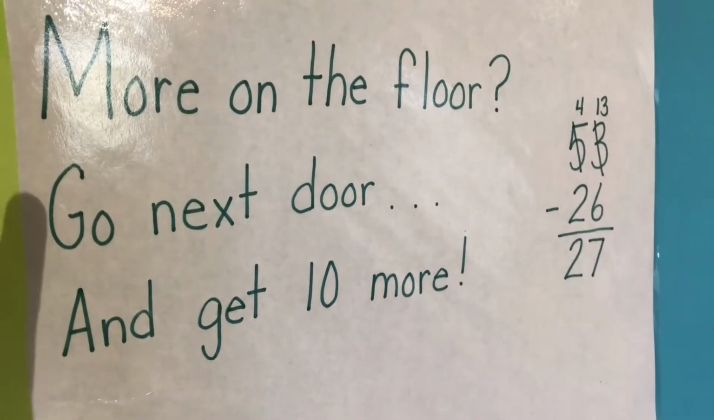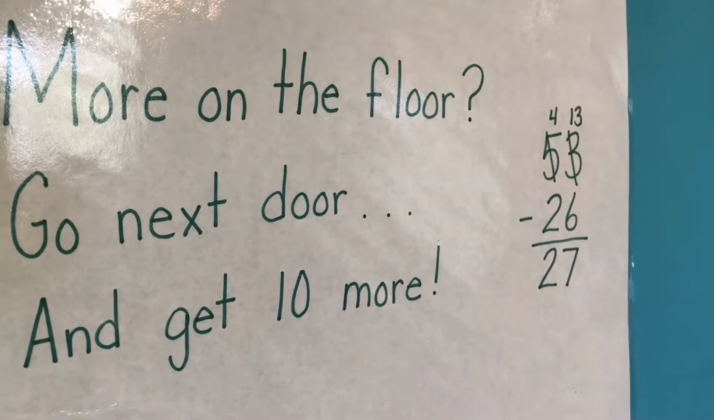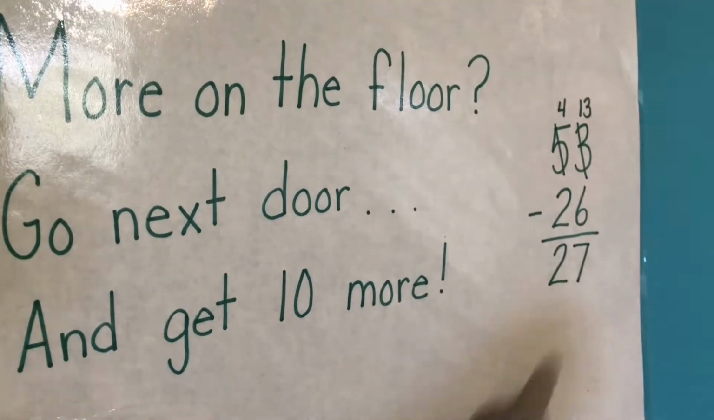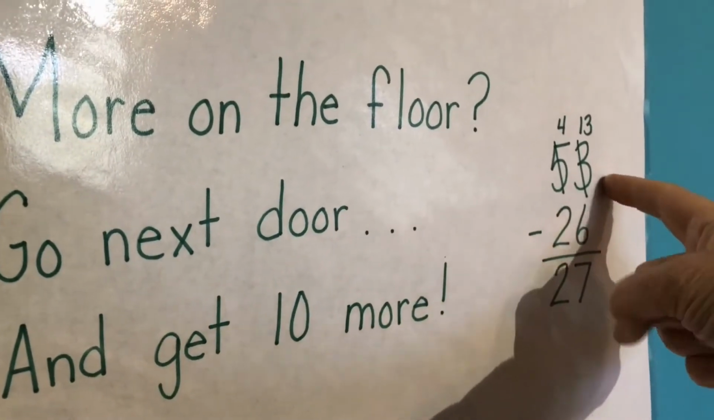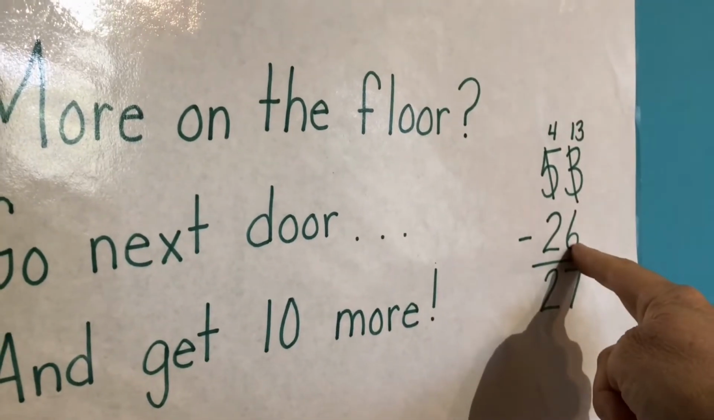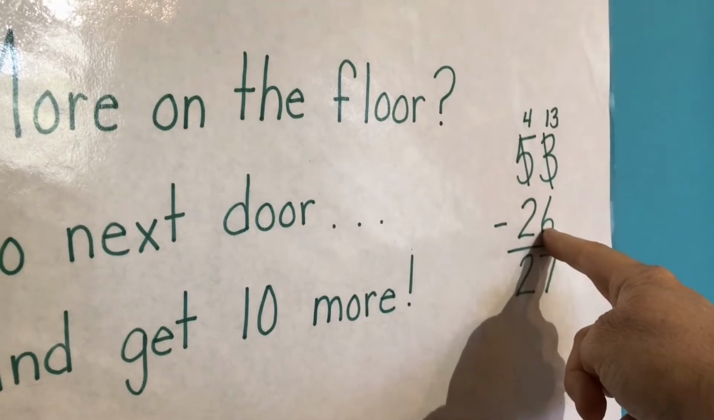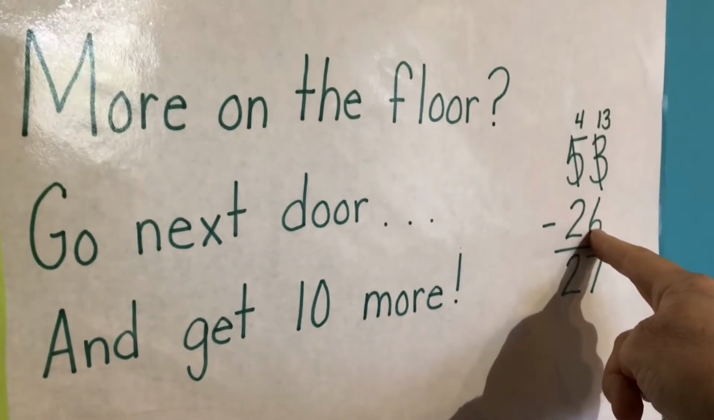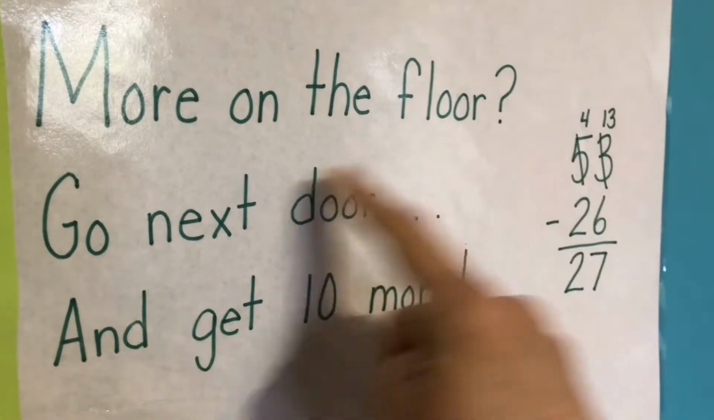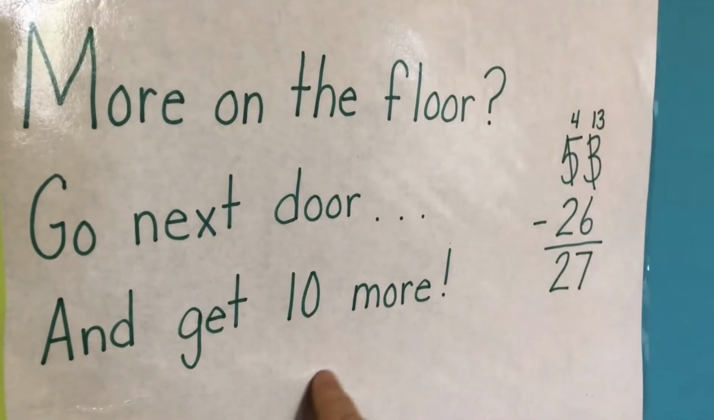So let's look at this. Again, when we come to a multi-digit subtraction problem, we're going to start all the way on the right-hand side. And we're going to look at those numbers and ask ourselves, is there more on the top or more on the floor? You're right, there's more on the floor because 6 is bigger than 3. So this is the poem we say to ourselves. More on the floor, go next door and get 10 more.